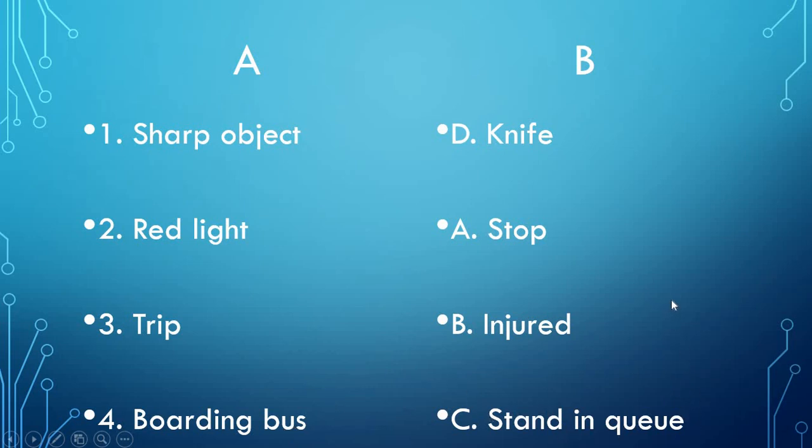So when you are boarding means when you are getting up into the bus, you have to stand in a line, stand in a queue, and then you have to get inside one after the other, turn after turn. Means you will not fall down or you will not hurt someone or yourself. Please write the answers properly. Sharp object, knife. Red light, stop. Trip, injured. Boarding bus, stand in queue. I hope this is very simple for you.